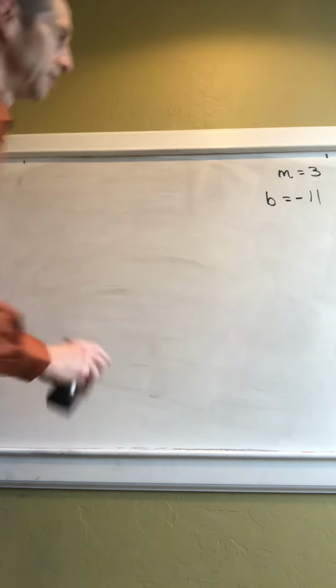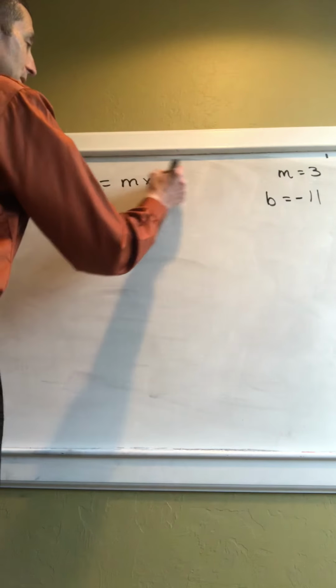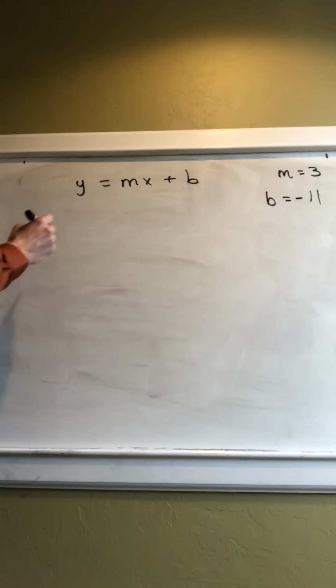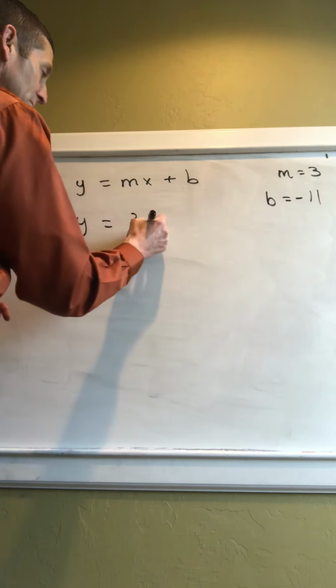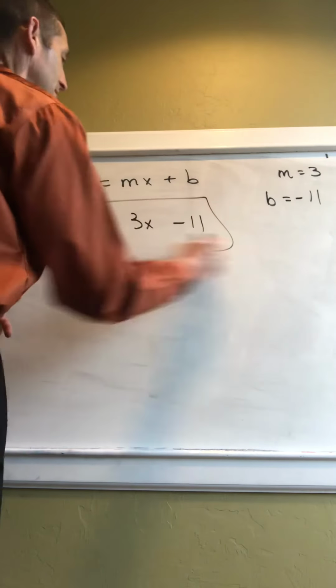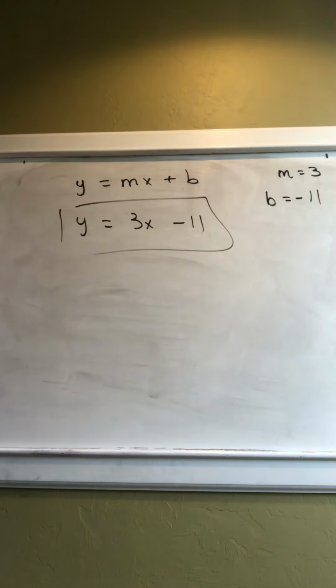All right, let's get it written here. It has to be in the form y equals mx plus b, which means my m and my b are dropping in there. y equals 3x minus 11. M equals 3, b equals negative 11. There's your final answer. All right, one example in the books. Let's keep rolling.